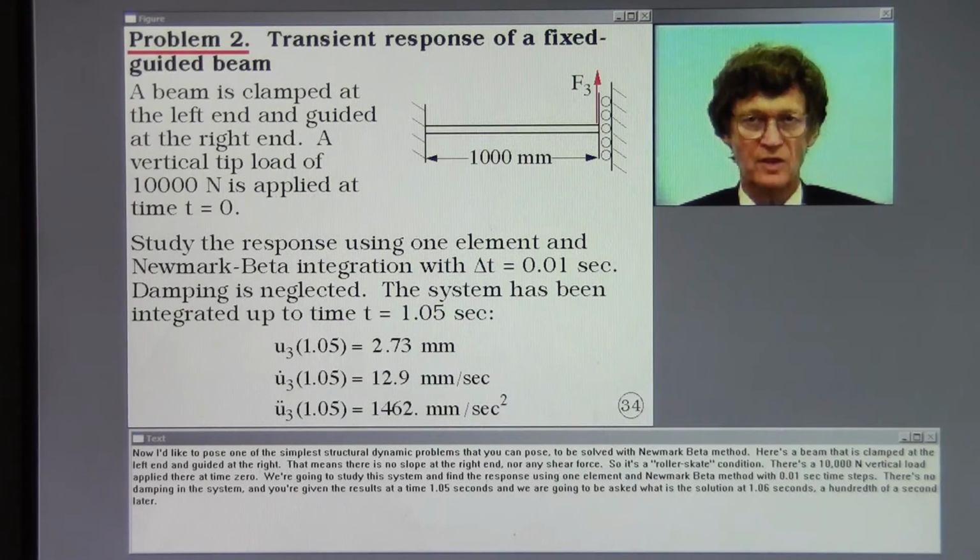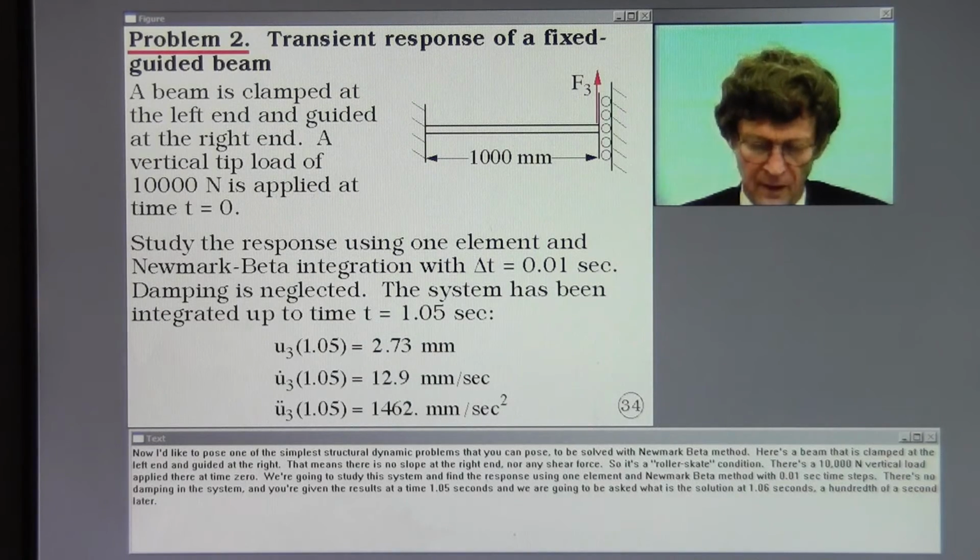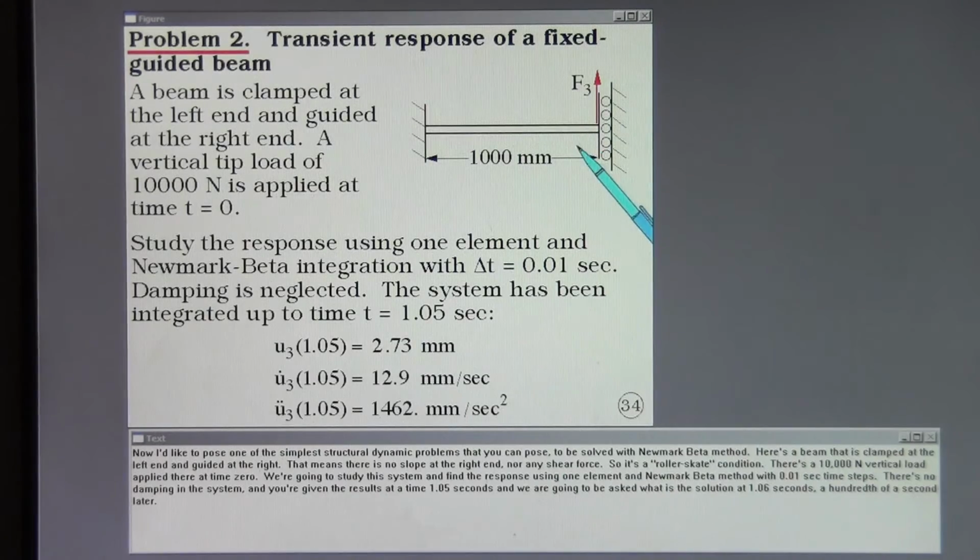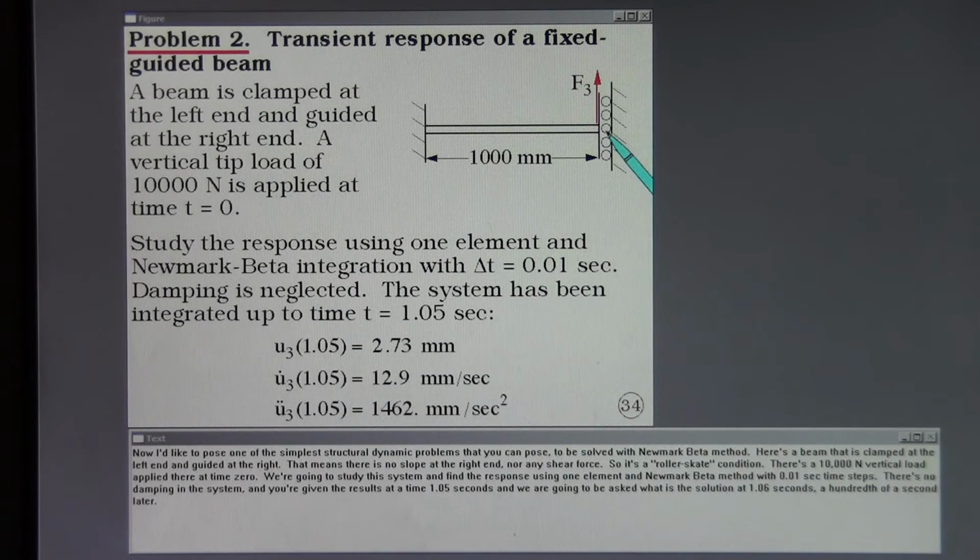Now I'd like to pose one of the simplest structural dynamic problems that you could pose to be solved with the Newmark Beta method. Here's a beam that's clamped at the left end and guided at the right. That means there is no slope at the right end nor any shear force, so it's a roller skate condition. There's a 10,000 Newton vertical load applied there at time 0. We're going to study this system and find the response using one element and the Newmark Beta method with 100-second time steps. There's no damping in the system, and you're given the results at time 1.05 seconds, and we're going to be asked what is the solution at 1.06 seconds, a hundredth of a second later.